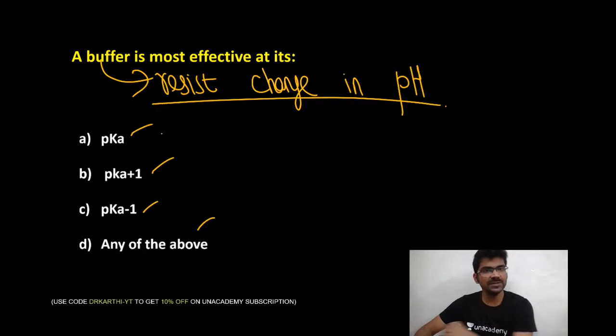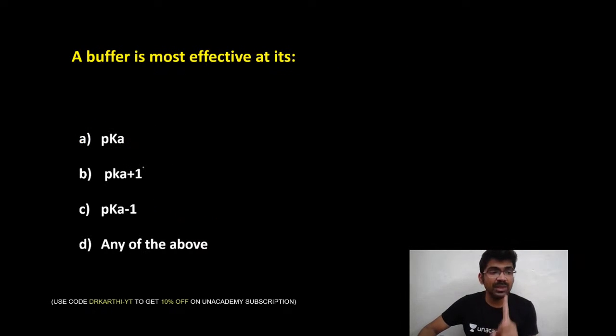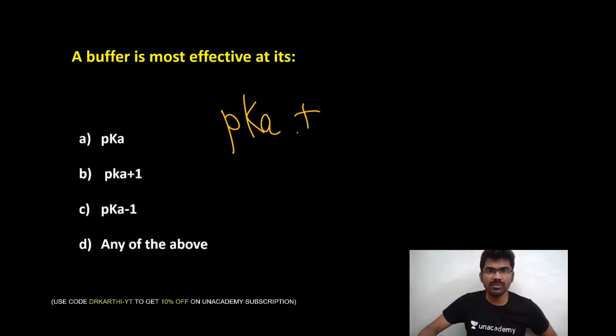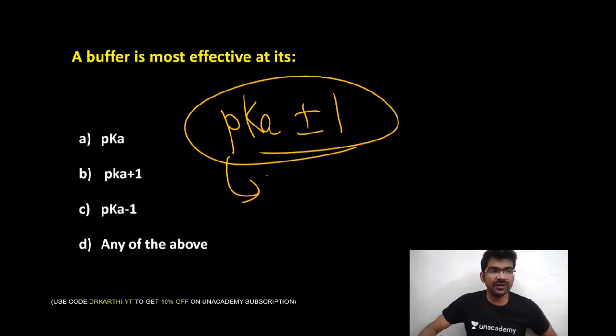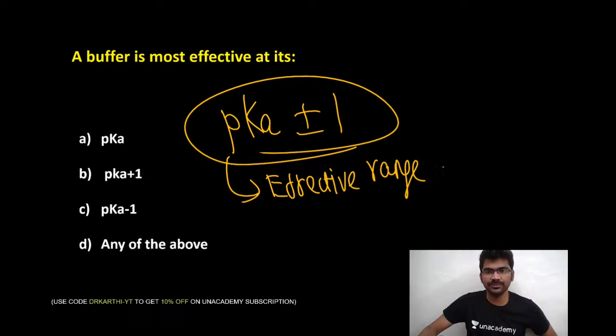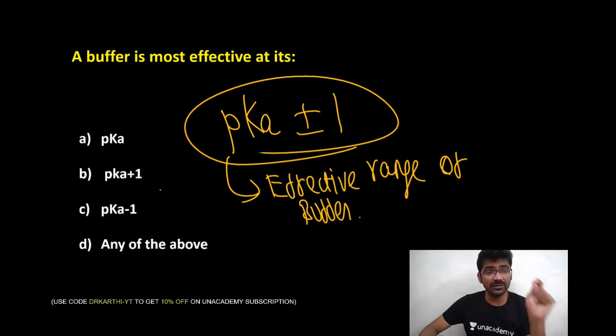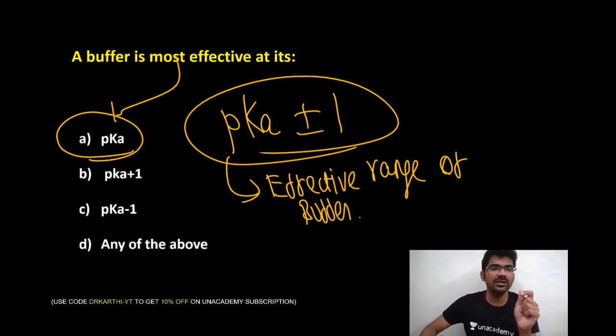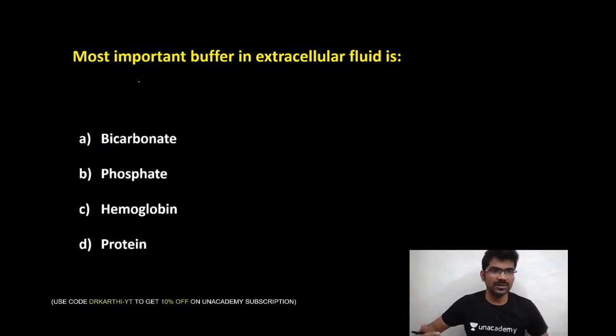So what is the answer for this? So the answer for this is pKa. Okay, so a buffer will be most effective at its pKa, but what is then pKa plus or minus 1? pKa plus or minus 1 is the effective range of buffer, whereas the most effective, if they are asking, will be at its pKa. Okay, let's go to the next one.